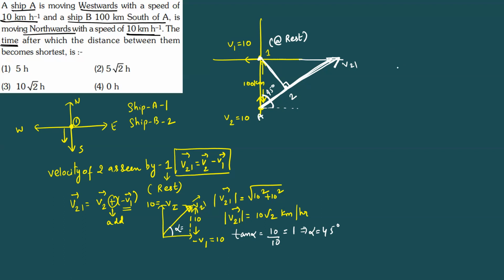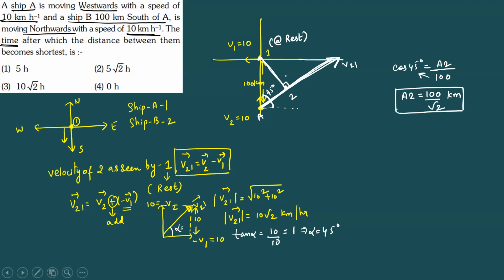So if I use cos 45 degree, cos 45 degree is going to be adjacent, which is the distance A2, divided by hypotenuse. Hypotenuse is nothing but 100 kilometer. Cos 45 degree is 1 by root 2. So A2 is going to be equal to 100 into cos 45 degree, which is 100 by root 2 kilometer. This is the distance A2. Even this distance 1, 2 also will be 100 sine 45, and that is also going to be 100 by root 2, and that's the shortest distance.